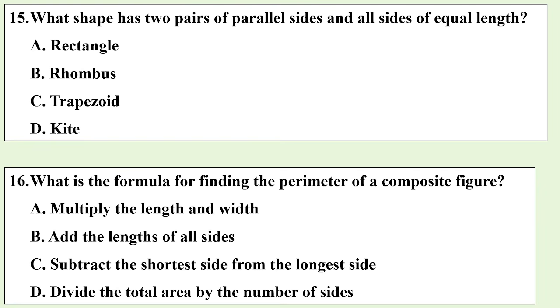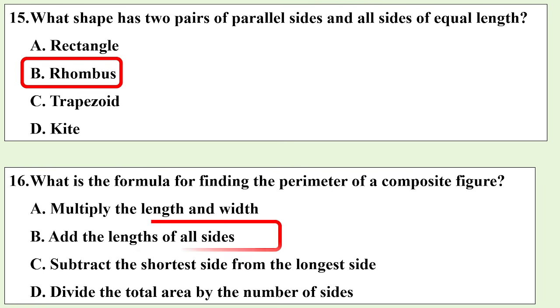Number 15. What shape has 2 pairs of parallel sides and all sides of equal length? The answer is rhombus. Number 16. What is the formula for finding the perimeter of a composite figure? Add the lengths of all sides.